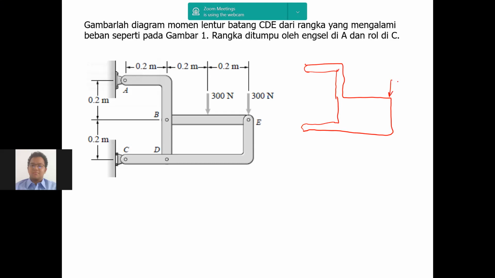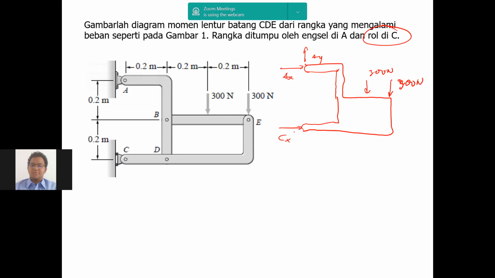Okay, there is a 300 Newton here. At A, what do you have at A? AX and AY. And CX and CY, I use CX, CY. This one, although it doesn't look like it, C is actually a roller there. If it's a roller, it's supposed to be what? Only CX, right? Yeah.